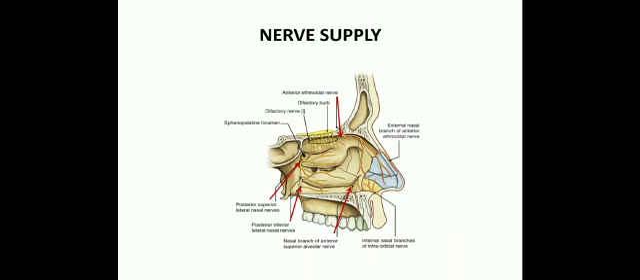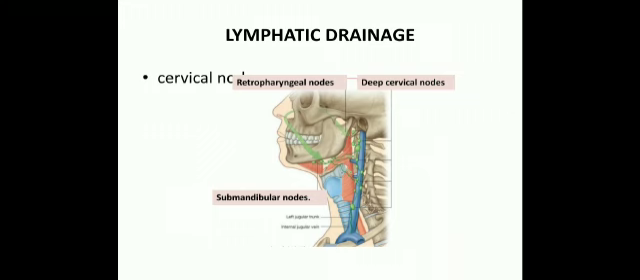The special sensory nerves or olfactory nerves are distributed to the upper part of the lateral wall just below the cribriform plate of ethmoid up to the superior concha. The lymphatic drainage. The lymphatics from the anterior half of the lateral wall pass to the submandibular lymph nodes and from the posterior half to the retropharyngeal nodes and the deep cervical nodes.